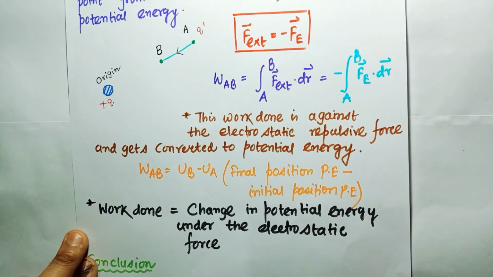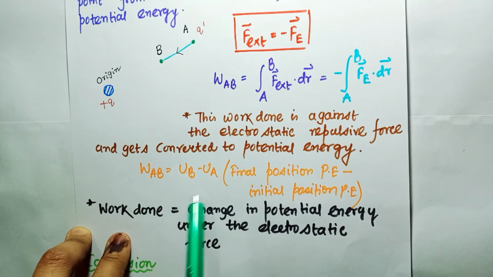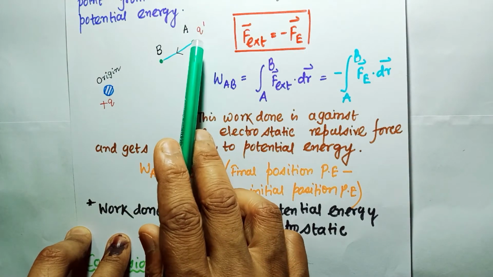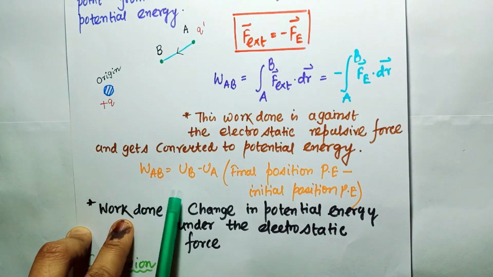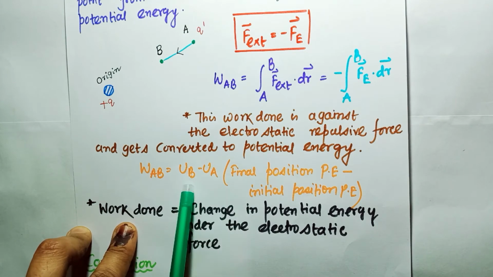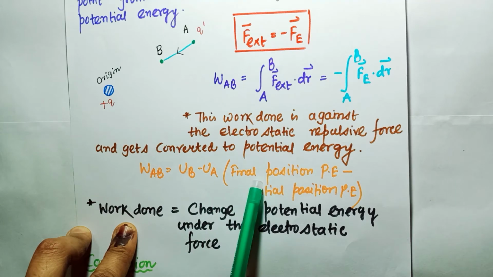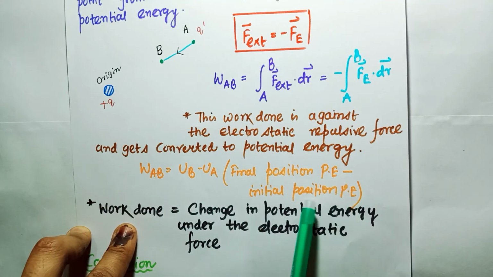So we can say that at any point inside the electric field, any kind of charge has its own potential energy, and any kind of work that has been done means the change in potential energy from moving from one point to another. So the work done W, when I bring the charge q prime from A to B, is W_AB, equal to the change in potential energy. It means the final point potential energy U_B minus U_A, final position minus initial position.